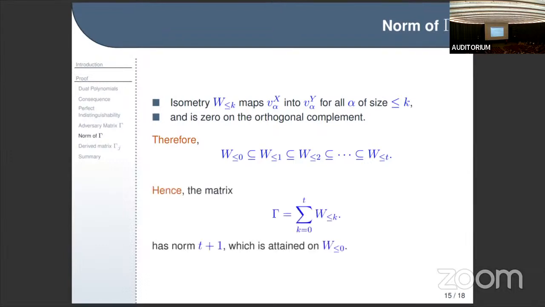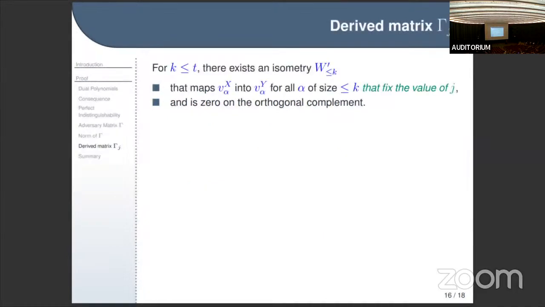From this, I get that this matrix gamma, which is the same matrix as on the previous slide, has norm t+1, which is attained on w at most 0. This is because it's contained in all these subsets, on all these mappings, so it's counted t+1 times in this sum. I can even see the spectrum of this matrix gamma: it has all integers from 0 to t+1. And for the second condition, I have to show that the derived matrix gamma j has norm at most 1.